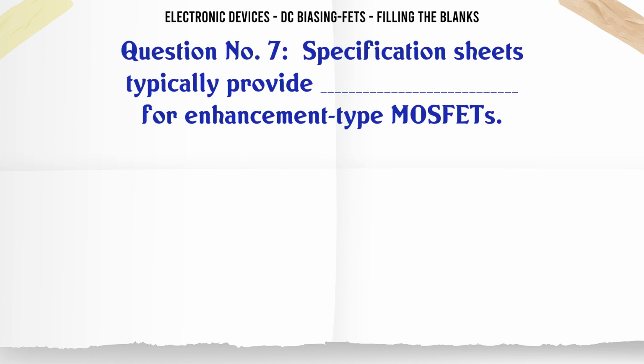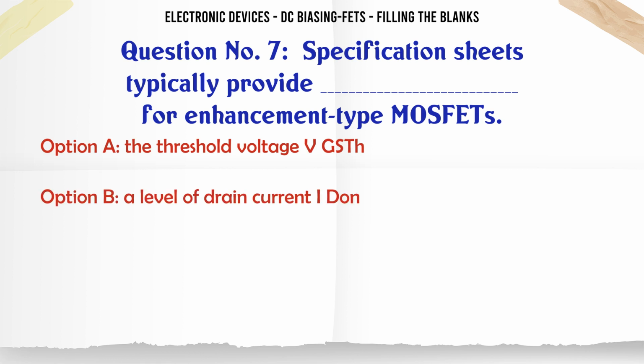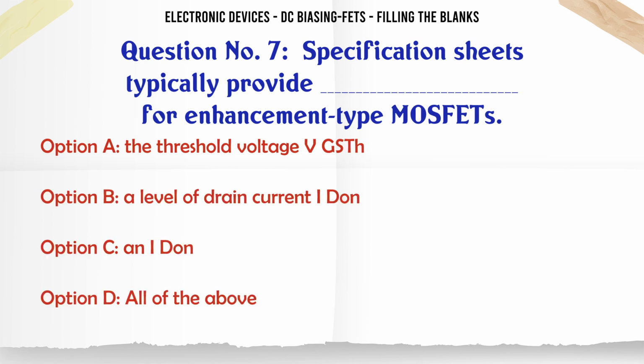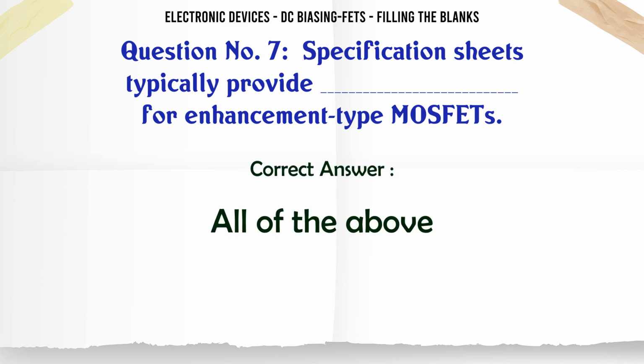Specification sheets typically provide, for enhancement-type MOSFETs, A. The threshold voltage VGS(Th). B. A level of drain current IDon. C. An IDon. D. All of the above. The correct answer is all of the above.